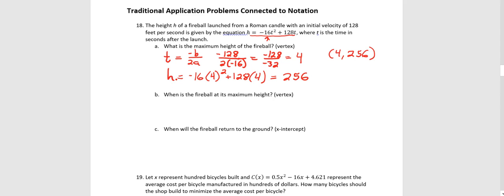Question A had said, what is the maximum height of the fireball? So if we look at the ordered pair, we know that the 4 is t, and we know that the 256 is h. So how would we interpret and answer that question? Yep, 256. Good. And that's going to be in feet.